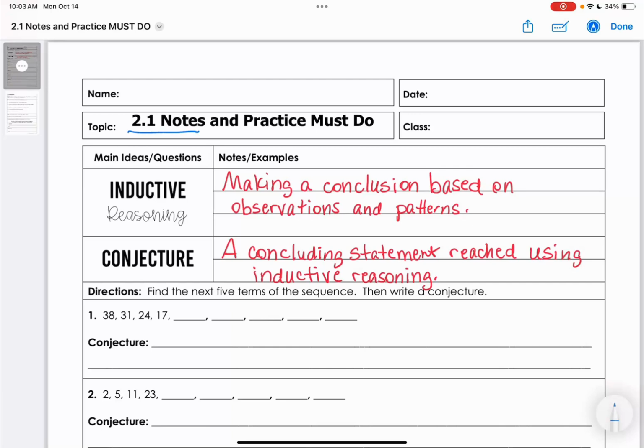2.1 notes introduces our unit on logic. So logic includes inductive reasoning, deductive reasoning as well, but we're going to talk about inductive reasoning today. Inductive reasoning is where you notice patterns and then make a conclusion based on those observations and patterns. Then we can write a conjecture based on your inductive reasoning. So that's a concluding statement that we reached using inductive reasoning.